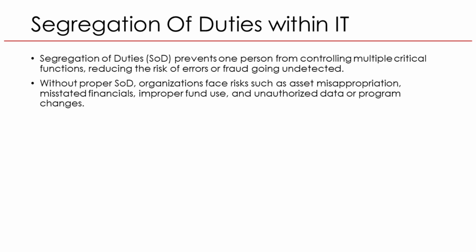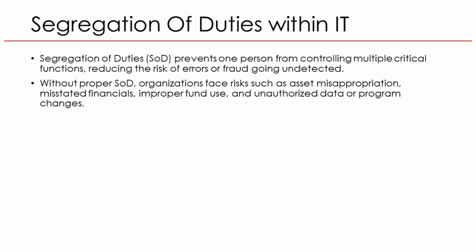Here are some real-life examples of SOD conflicts. Example 1. A programmer who develops an application should not also have access to deploy code into production. If they do, they could insert unauthorized changes or bypass testing controls. The operations team should handle deployments separately.